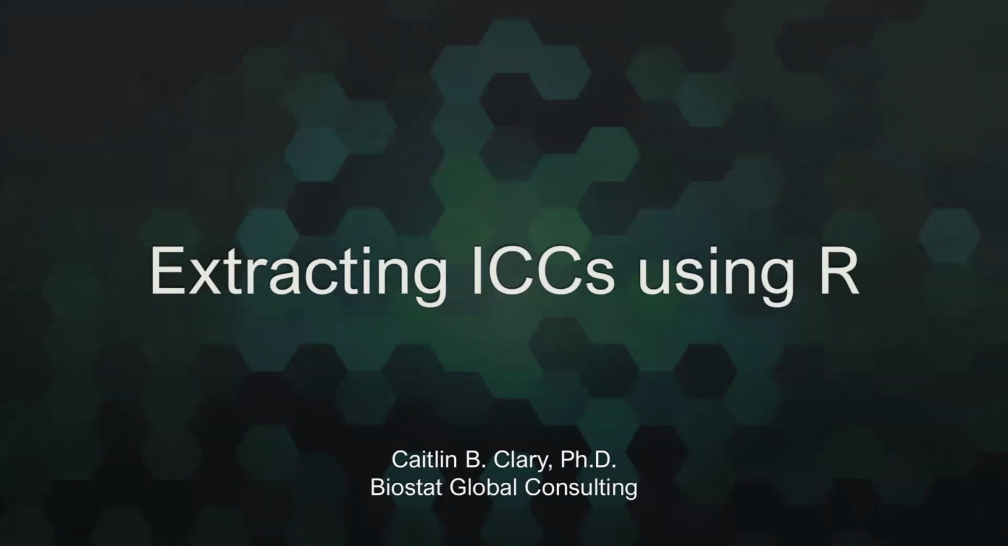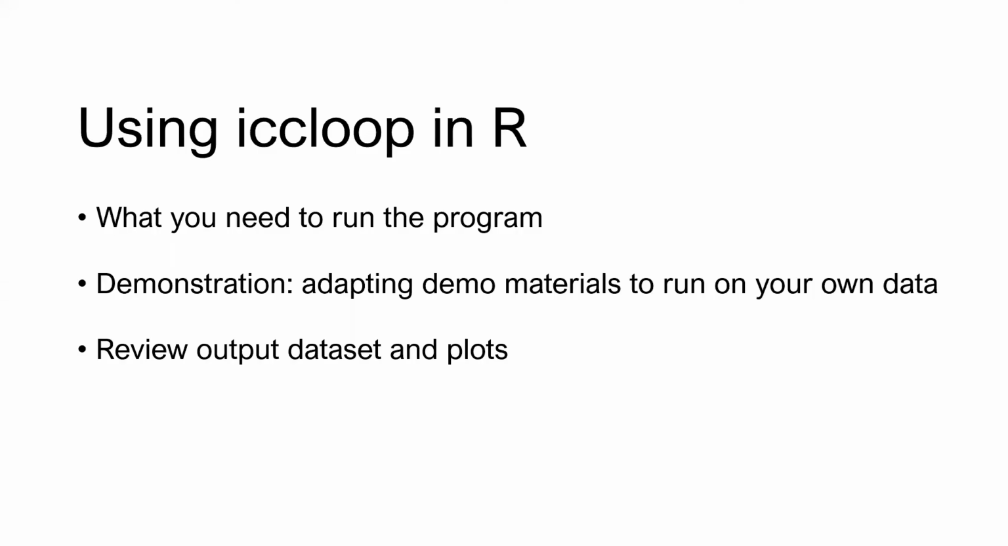Hello, and welcome to this demonstration of extracting ICCs in R using the ICC Loop program that we developed here at Biostat Global Consulting. ICC Loop extracts intercluster correlation coefficients, design effects, and other interesting parameters from survey datasets. It loops through different outcomes of interest and different subsets of the data, so it has the potential to calculate multiple ICCs for a single survey dataset.